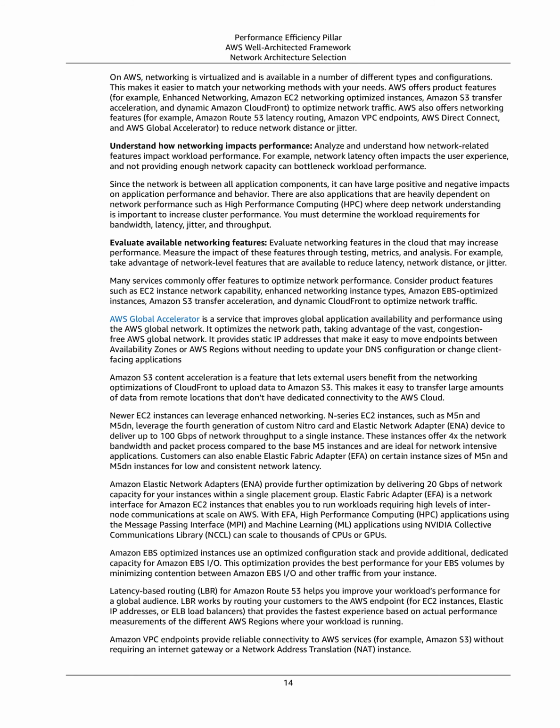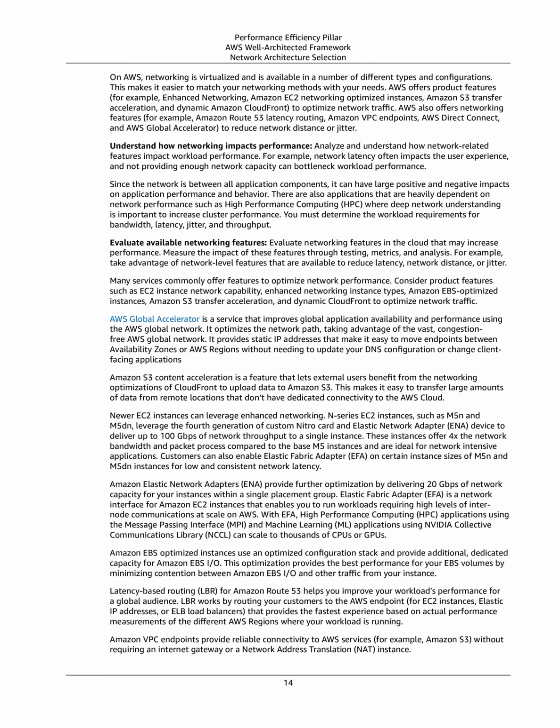Amazon S3 Transfer Acceleration is a feature that lets external users benefit from the networking optimizations of CloudFront to upload data to Amazon S3. This makes it easy to transfer large amounts of data from remote locations that don't have dedicated connectivity to the AWS cloud. Newer EC2 instances can leverage enhanced networking. N-series EC2 instances, such as M5n and M5dn, leverage the fourth generation of custom Nitro card and Elastic Network Adapter (ENA) device to deliver up to 100 gigabits per second of network throughput to a single instance.